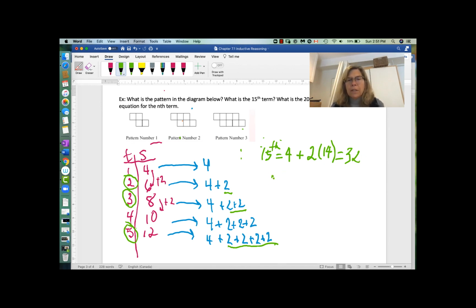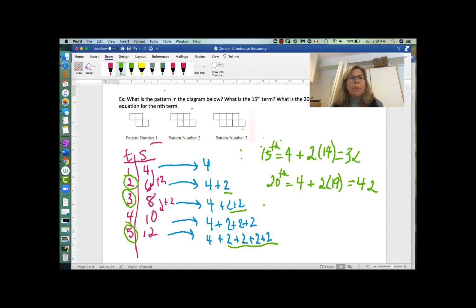And the 20th term is going to equal 4 plus 2 times the 19th term. Okay, so we don't go all the way to the 20th. We stop here at the 19th. And so 2 times 19 is 38 plus 4, which equals 42.